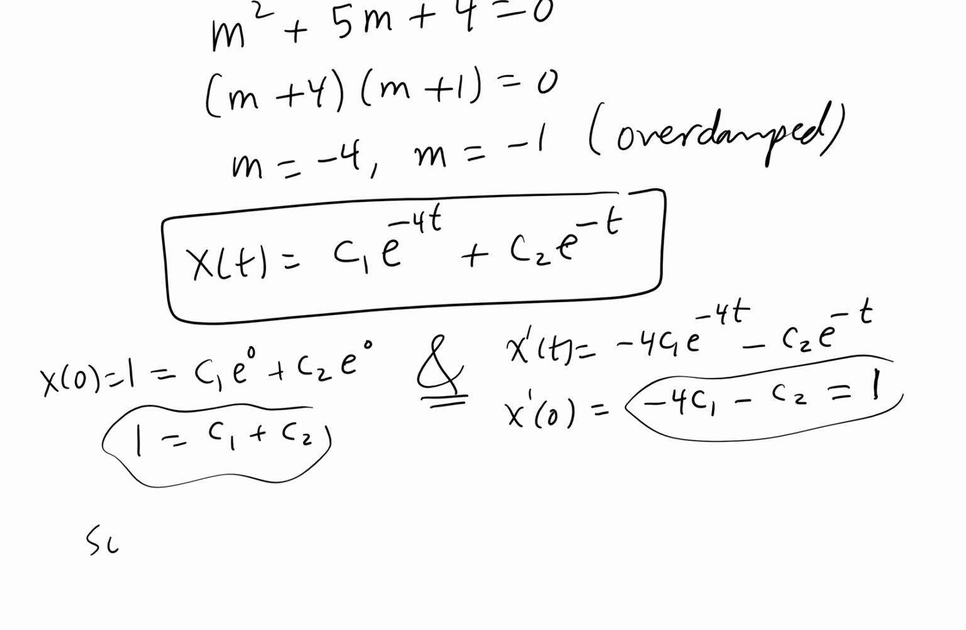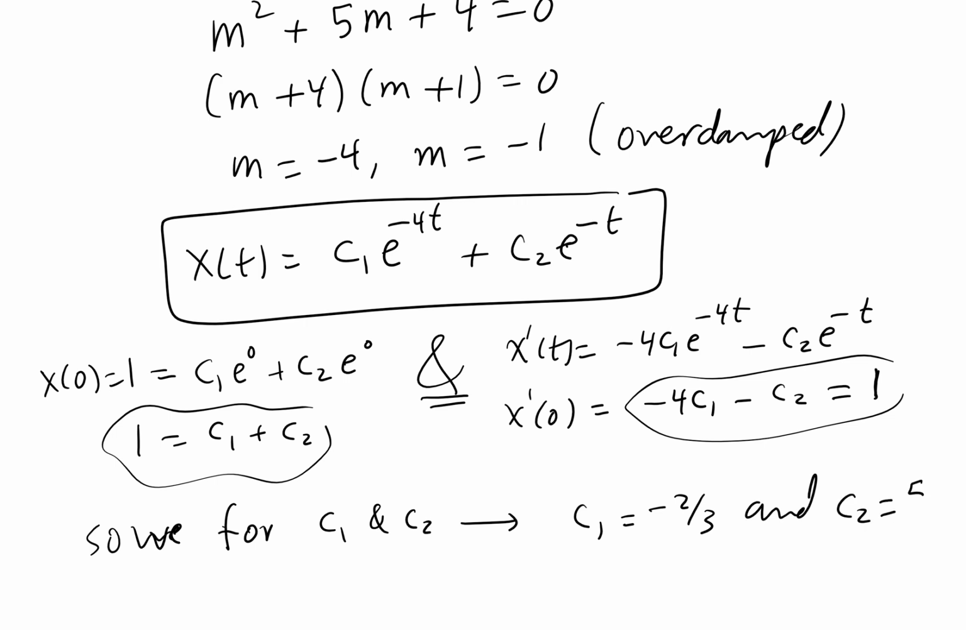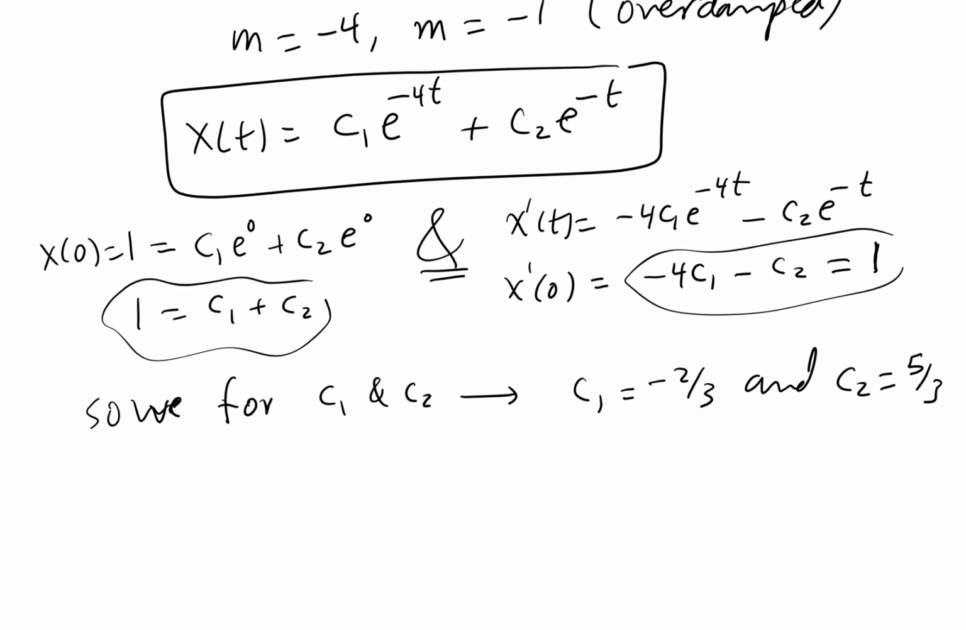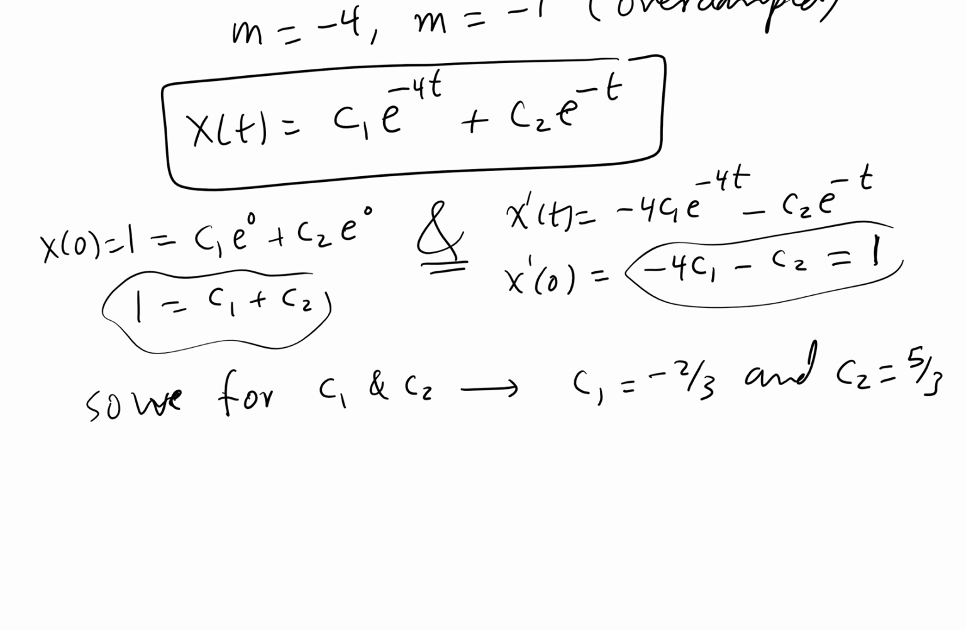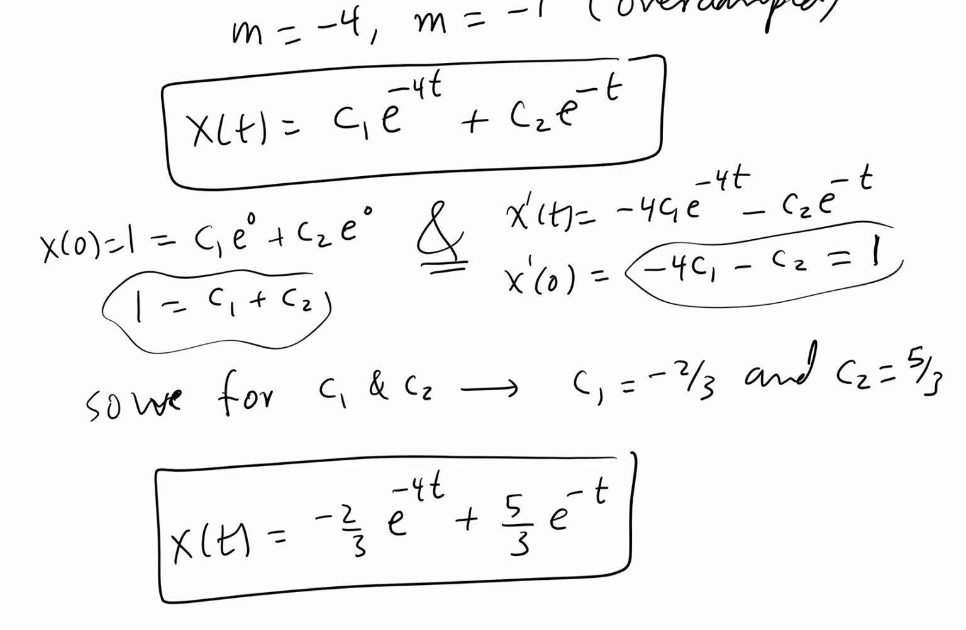Solve for C1 and C2. I got C1 equals -2/3 and C2 equals 5/3. Then I can go back and replace these two in the boxed form, that equation. So we get x of t equals -2/3 e to the -4t plus 5/3 e to the -t. This is the final equation.